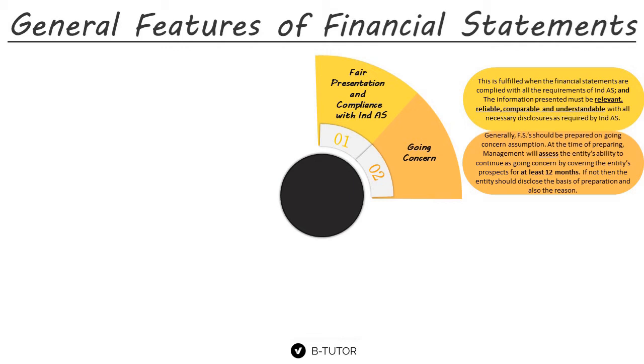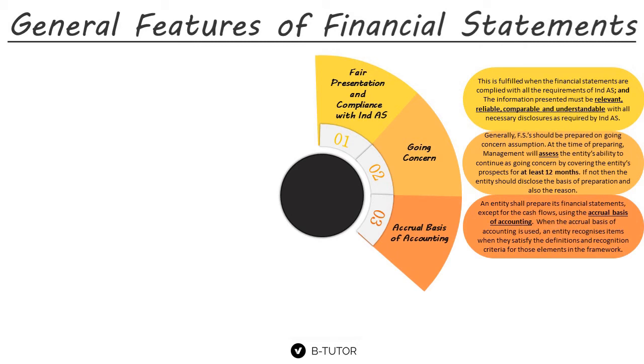So, at the time of preparing the financials, management will assess the entity's ability to continue as a going concern by covering the entity's prospects for at least 12 months. If the financial statements are not prepared on going concern basis, then the entity should disclose the basis of preparation and also the reason why the entity is not recorded as going concern.